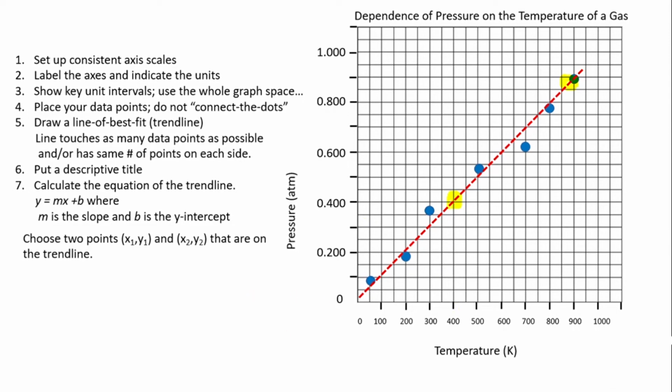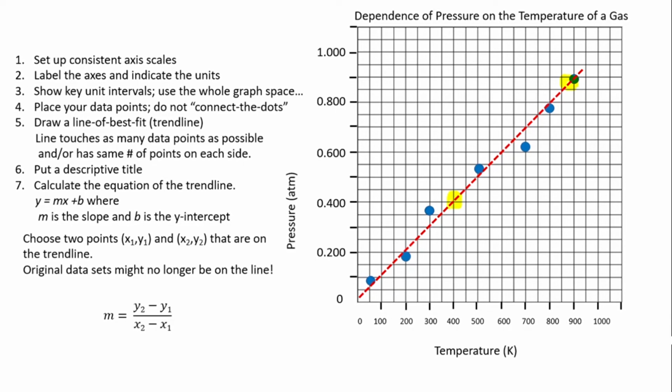Notice that in these cases, once you have drawn the trend line, the original data sets might no longer be there. So you don't want to use your original data points unless they fall exactly on the trend line. To calculate the slope of the line, we use the formula y2 minus y1 divided by x2 minus x1.